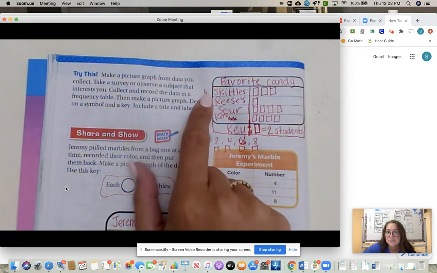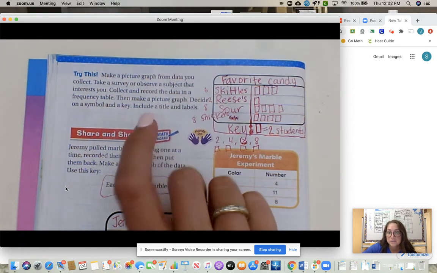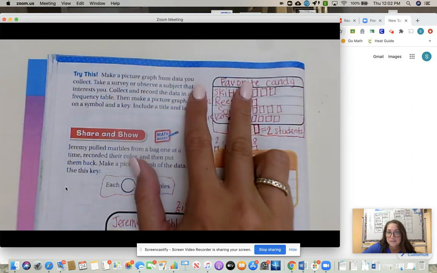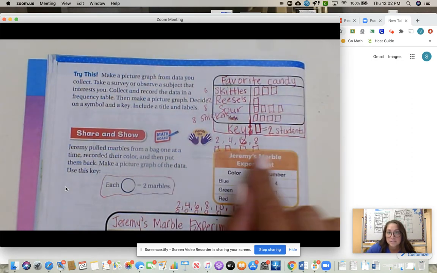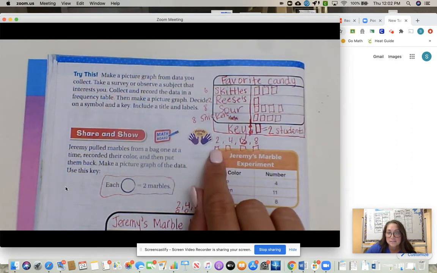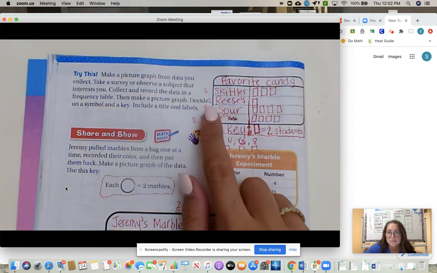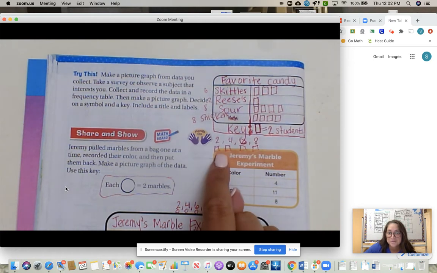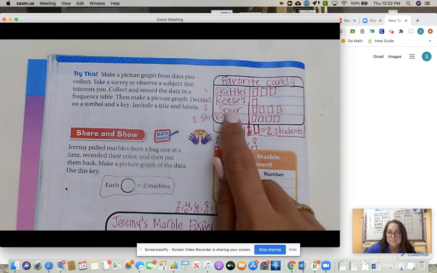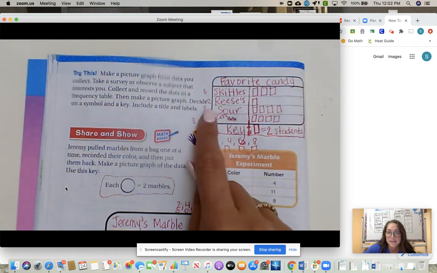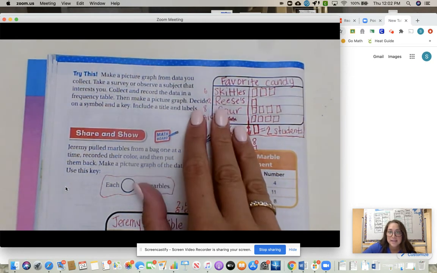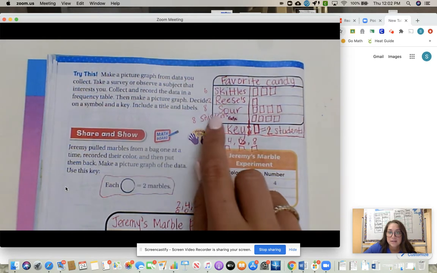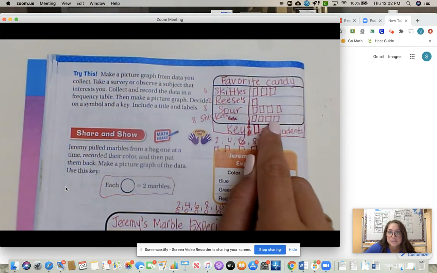We had 6 students vote for Skittles. If you're skip counting by 2, how many times do you skip count till you get to 6? 2, 4, 6. 3 times. So you have 3 pictures. That's right here. Here's 6. 1, 2, 3 pictures. Reese's is 2. Skip counted once. 1 picture. Sour Patches, 8. 2, 4, 6, 8. 4 pictures. There it is. 1, 2, 3, 4. And again, Snickers, 8. 2, 4, 6, 8.